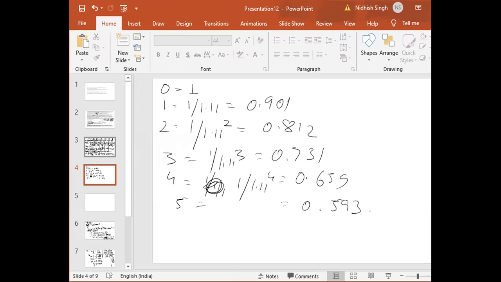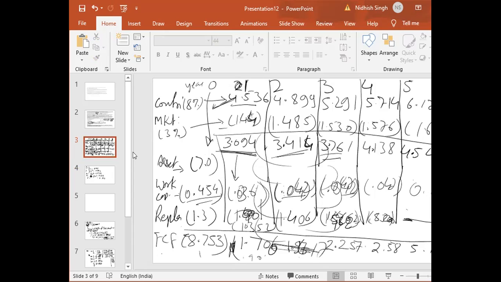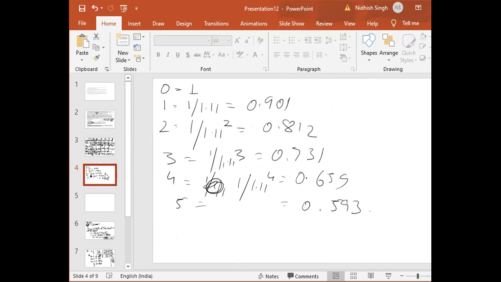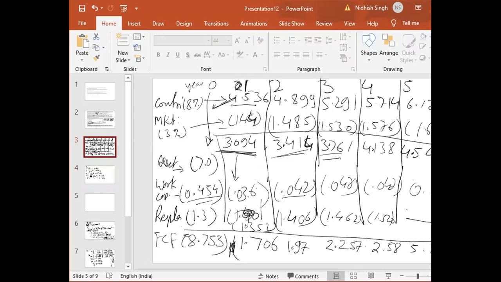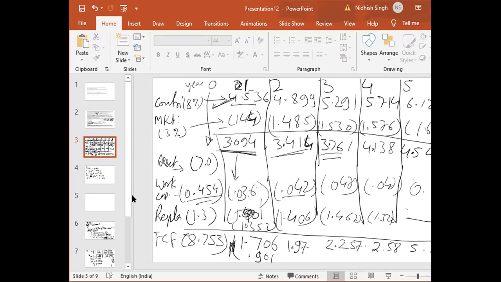So let me memorize 0.901, 0.812, 0.731, 0.659. Oops, for some reason it was deleted. Anyway, it was first year 0.901, 0.812. Dividing by 11%, there's another way to calculate. If you have 0.731, just divide by 1.11. So I'm just calculating it, 0.659 and times 0.593. Okay, if you continue to calculate all this, it is now giving you present value.